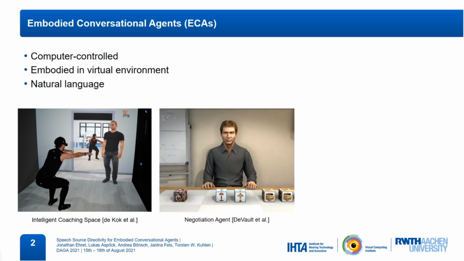Next is a negotiation agent helping to train negotiation in a safe environment, which is controlled in a Wizard of Oz paradigm. That means that an actual human controls this ECA in the background. And it negotiates with the participant over these items you can see there on the table.